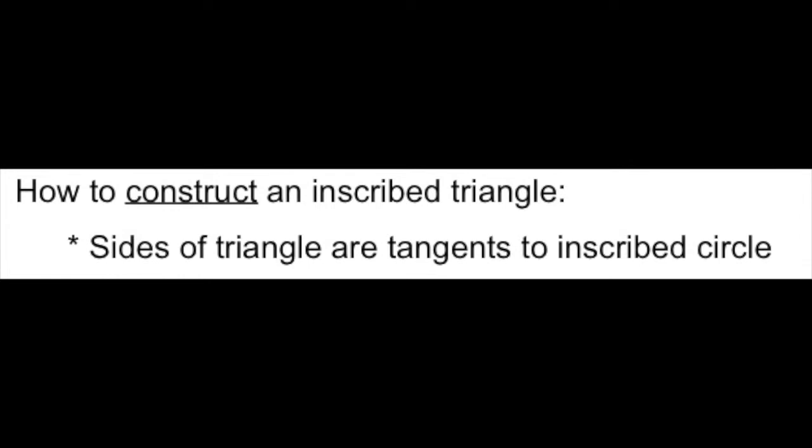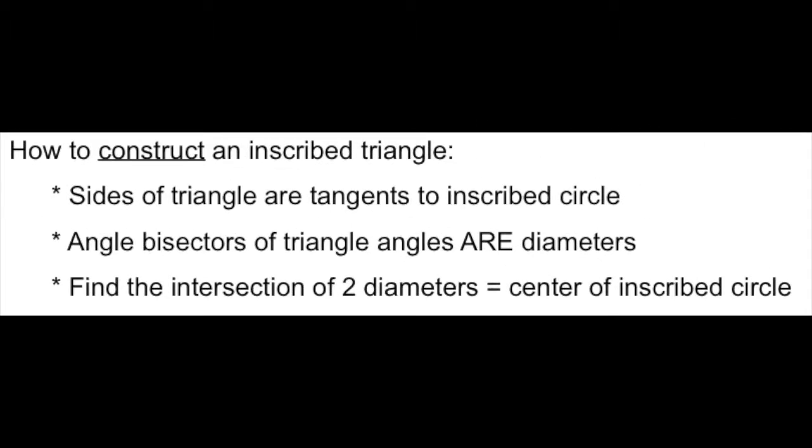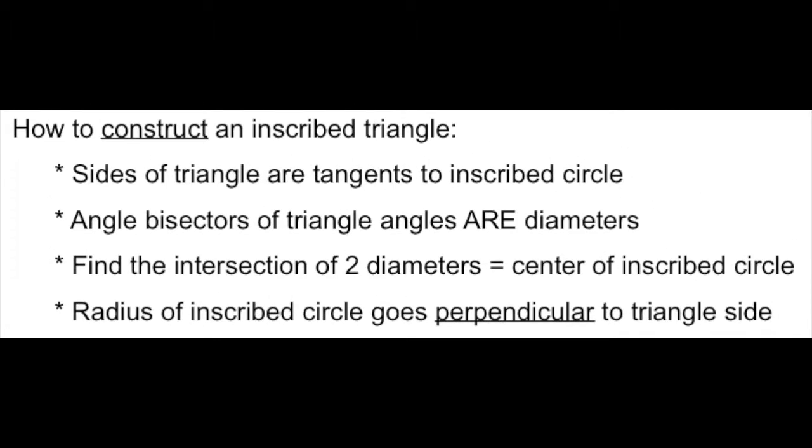In this video, we're going to be constructing an inscribed circle. The sides of the triangle on this one are going to be tangents to the inscribed circle, so the angle bisectors become the diameters. In this case, if I find the intersection of two of those angle bisector diameters, I have my center. The radius of that inscribed circle this time, though, is going to go perpendicular to the triangle's side. So after I do the angle bisector construction, I have a second construction to do.